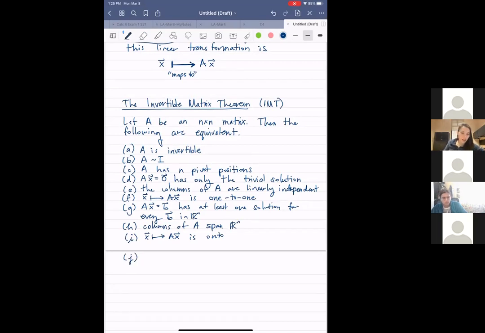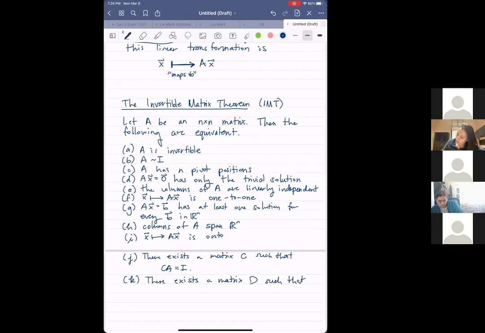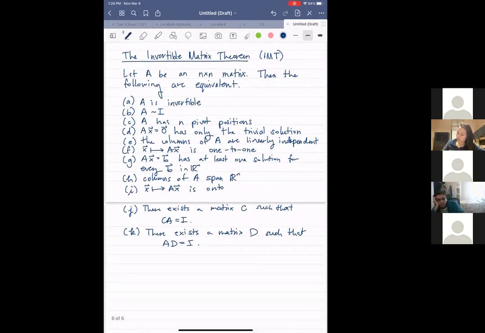Okay. J, there exists a matrix C such that C times A equals I, and K, which is similar, there exists a matrix D such that A times D equals I, so multiplication on the right instead. And lastly, A transpose is invertible.